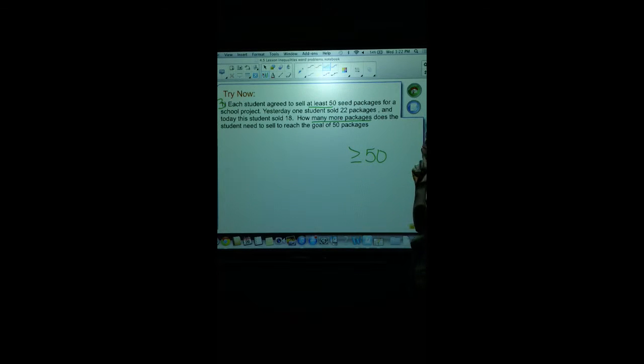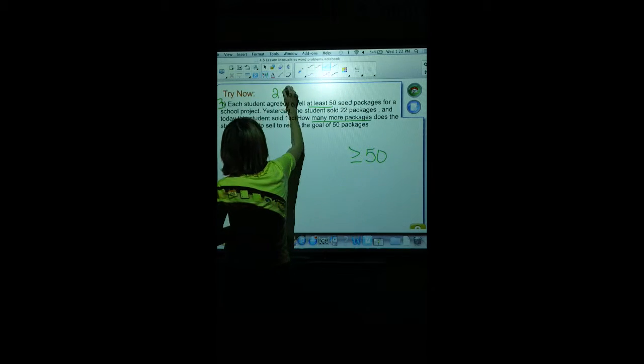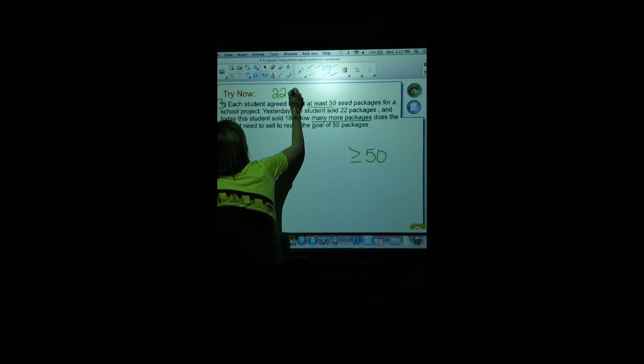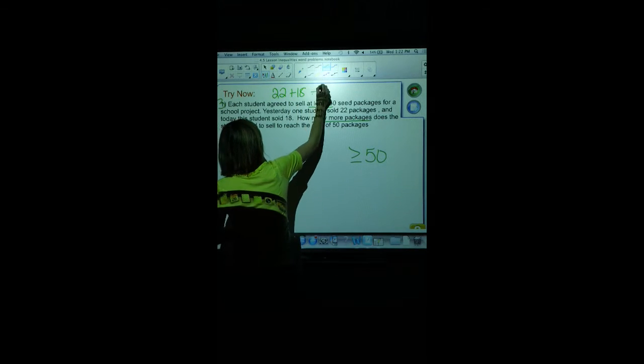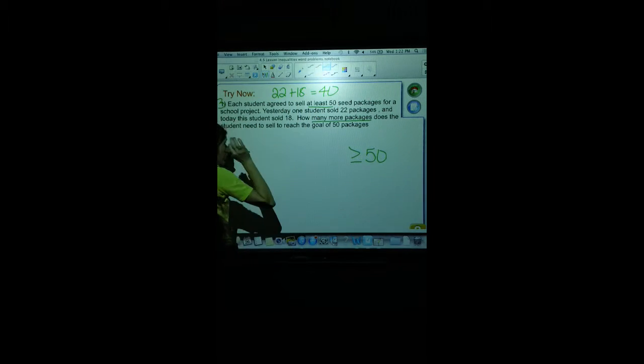Okay. Well, he sold 22 one day, and then he sold 18. So 22 plus 18 gives me 40. So he has sold 40. All right, so that's important for me. But first I need to set my variable. So my variable will be x equals the amount of packages he needs to sell. So the amount of more packages he needs to sell.